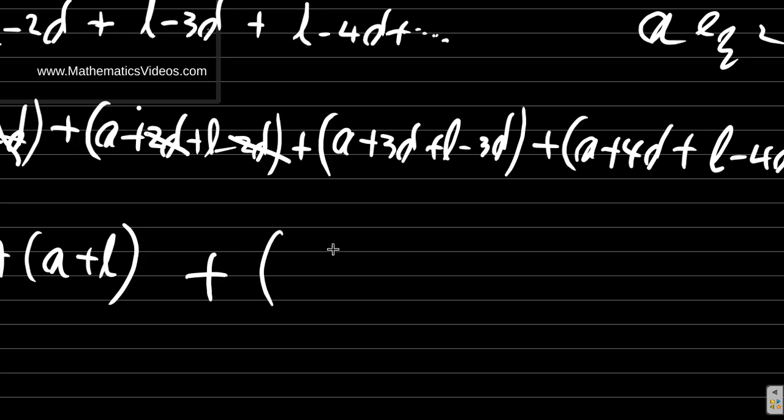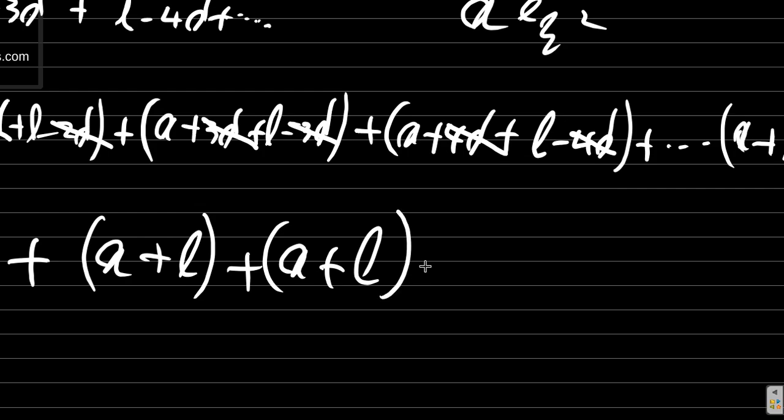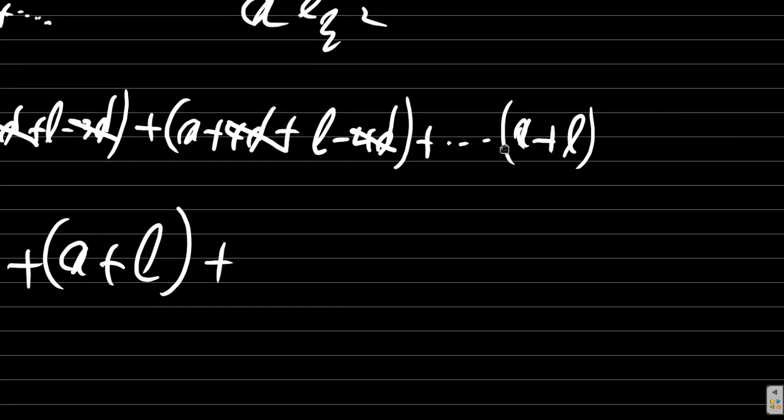Let's see something here. A plus 3D minus 3D, the 3D minus itself, 3D minus 3D, that's gone. So it's A plus L plus, alright, here you have A plus, you have the L, but the 4D minus 4D, that's gone, plus. Alright, what's the last thing? A plus L again. It's going to be A plus L. Alright?